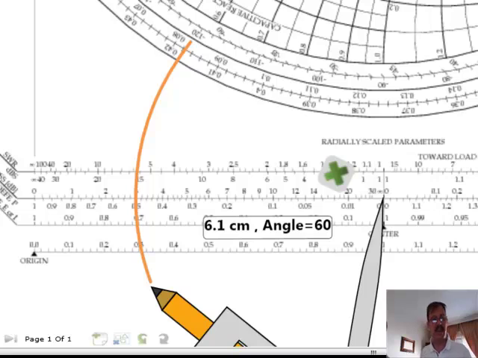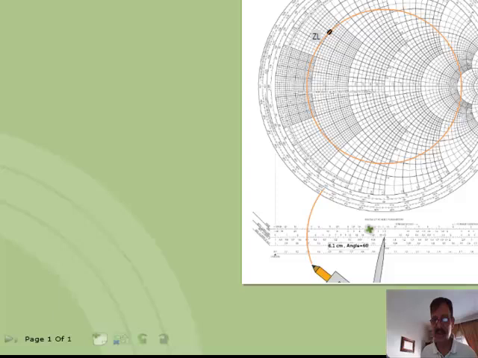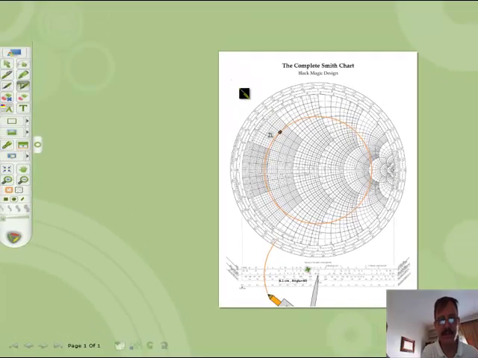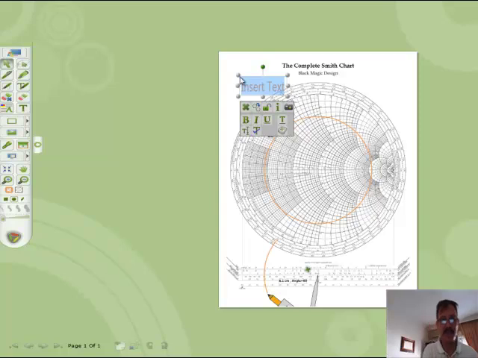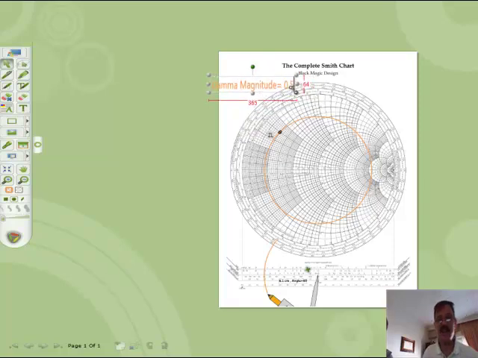So we write up there the magnitude of the reflection coefficient, gamma magnitude, is 0.5. All right, we put it there.